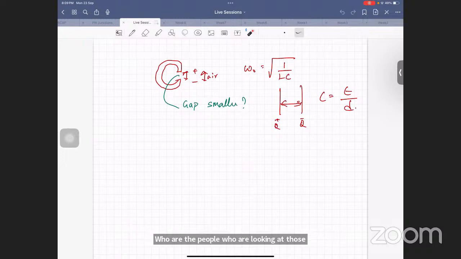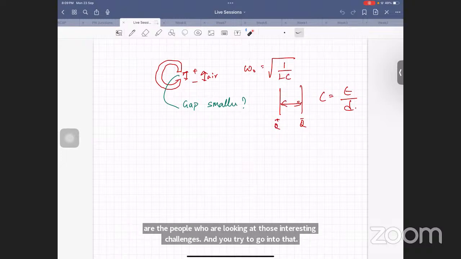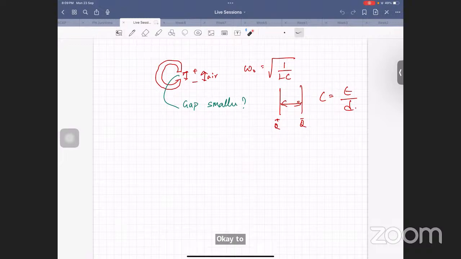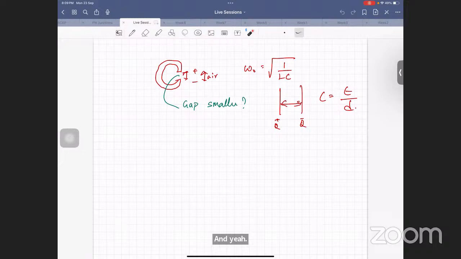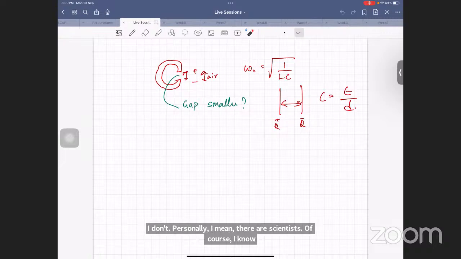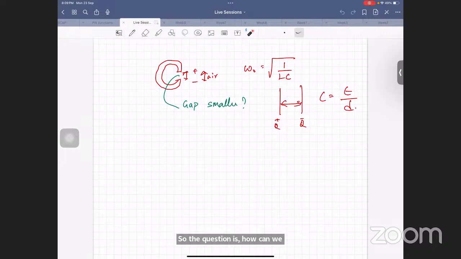To me, one of the interesting things in biophotonics is optogenetics. But I don't know of anybody who works in these things personally. There are scientists, of course, I know about it. So the question is, can we control neural firing and things like that with optical signals? Can we detect neural anomalies or issues with the brain with magnetic sensors?